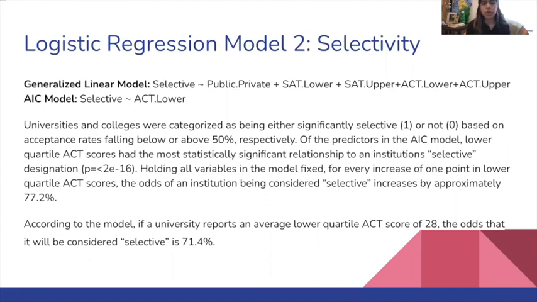Holding all variables in the model fixed, for every increase of 1 point in lower quartile ACT score, the odds of an institution being considered selective increases by approximately 77.2%. According to this model, if a university reports an average lower quartile ACT score of 28, the odds that it will be considered selective is 71.4%. And this percentage will increase as the ACT score increases.